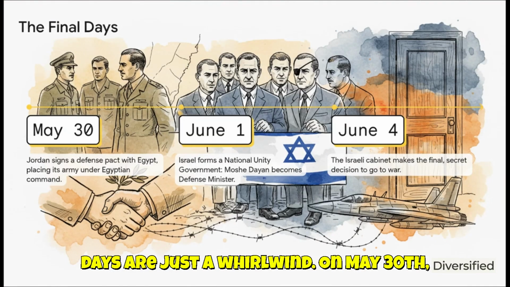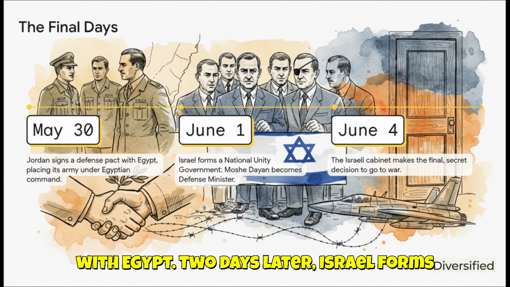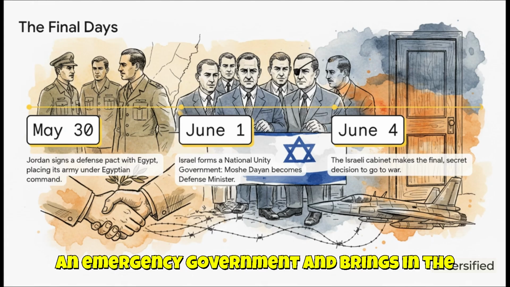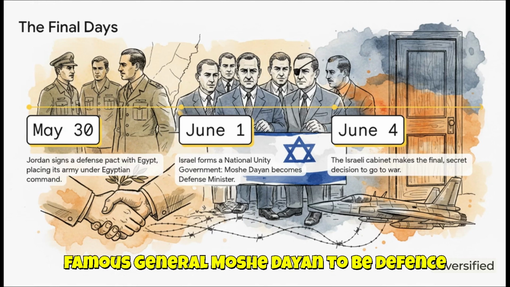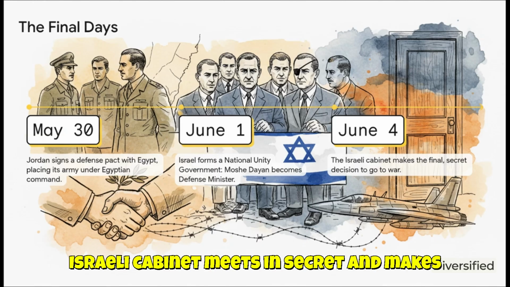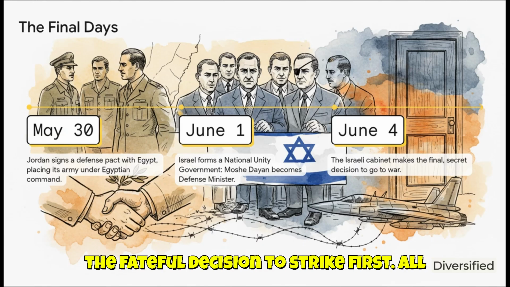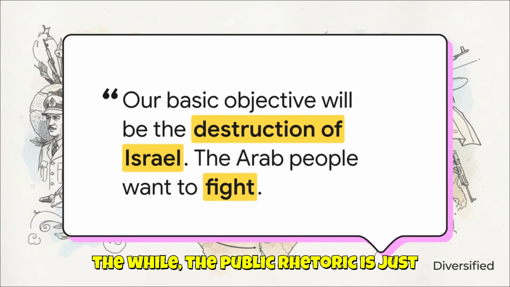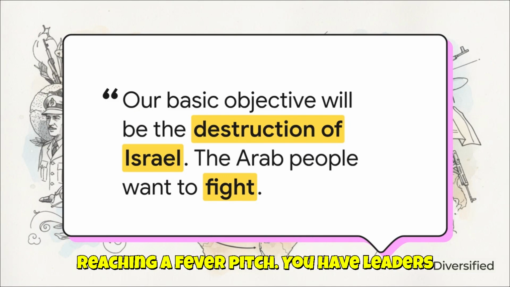Those last few days are just a whirlwind. On May 30th, Jordan's King Hussein joins the alliance with Egypt. 2 days later, Israel forms an emergency government and brings in the famous General Moshe Dayan to be defense minister. And then, on June 4th, the Israeli cabinet meets in secret and makes the fateful decision to strike first. All the while, the public rhetoric is just reaching a fever pitch.